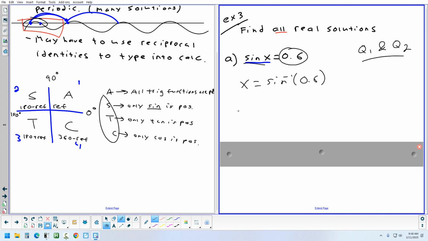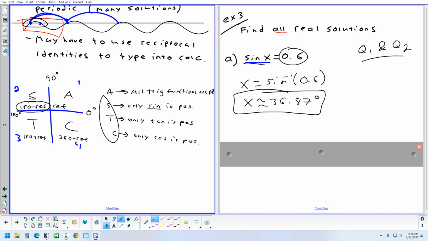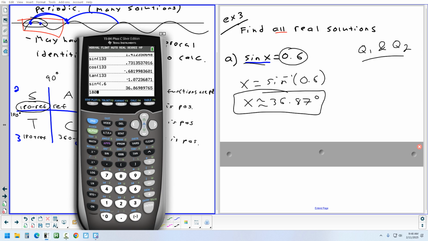36.87 degrees. And that is my what angle? Reference angle. That's my reference angle, 36.87. Now, we're going to plug that in to the formula we need to. We're supposed to find another answer in quadrant 2. In quadrant 2, it's 180 minus the reference angle, 143.13.